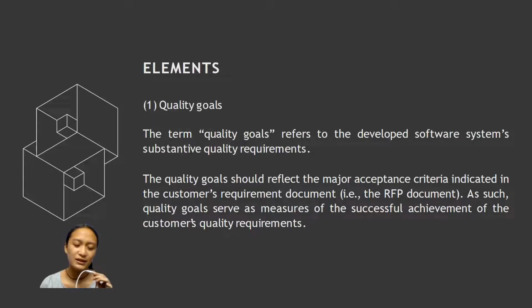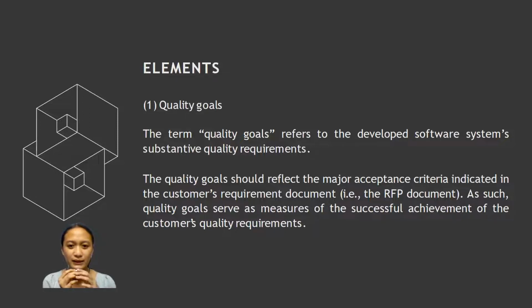So these are the elements of the quality plan. But before I start, I would like to clarify that the 11 elements that I mentioned before were included in the development plan. So this one is for the quality plan. So first is the quality goals.